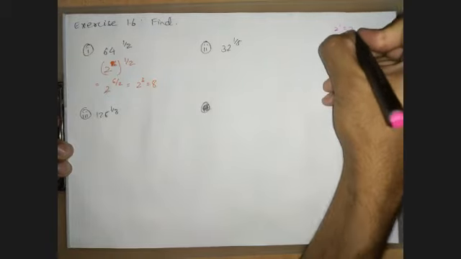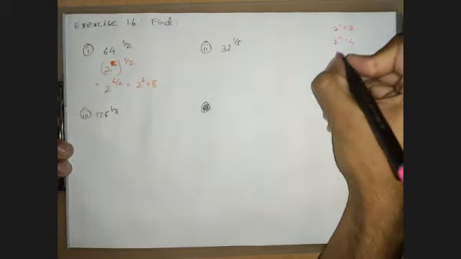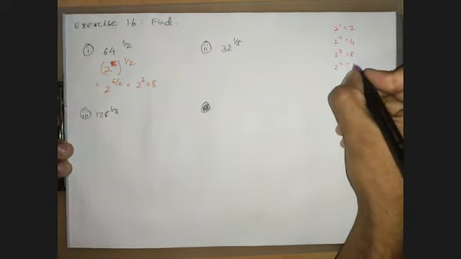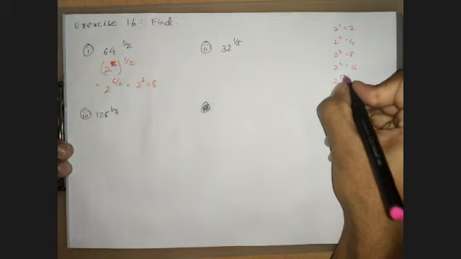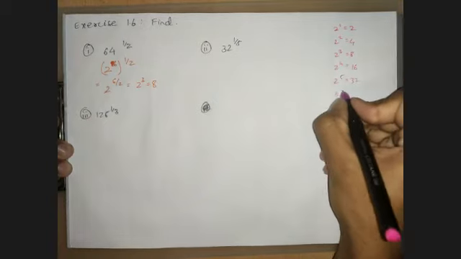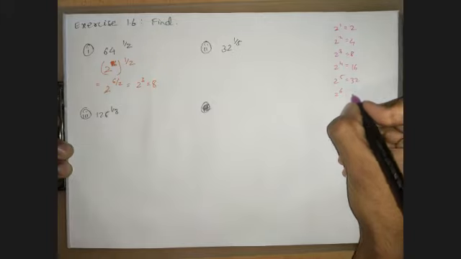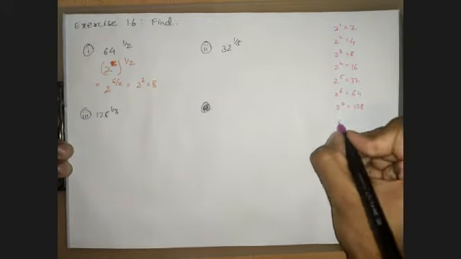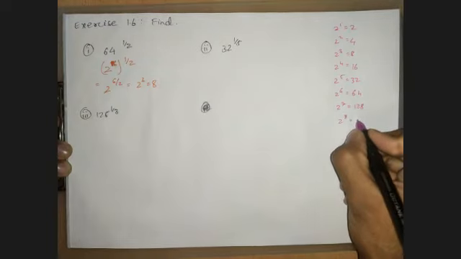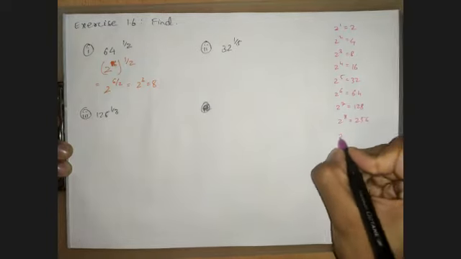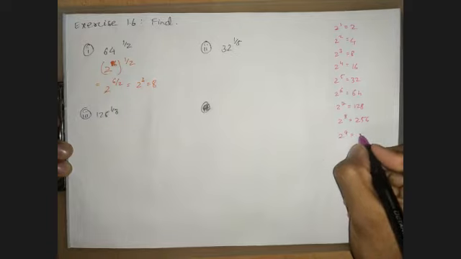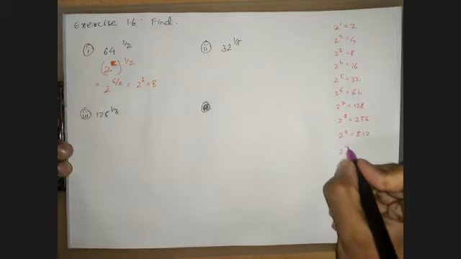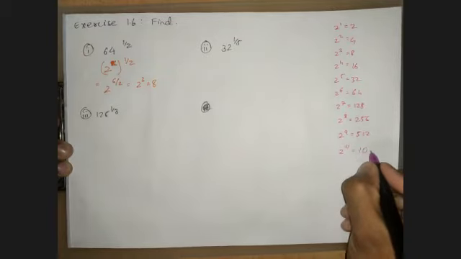2 power 1 is 2, 2 power 2 is 4, 2 power 3 is 8, 2 power 4 is 16, 2 power 5 is 32, 2 power 6 is 64, 2 power 7 is 128, 2 power 8 is 256, 2 power 9 is 512, 2 power 10 is 1024.